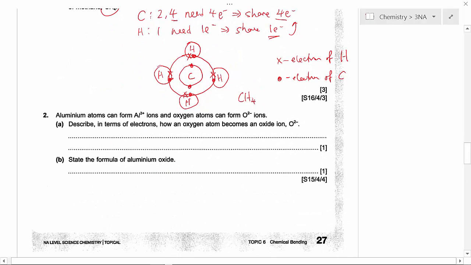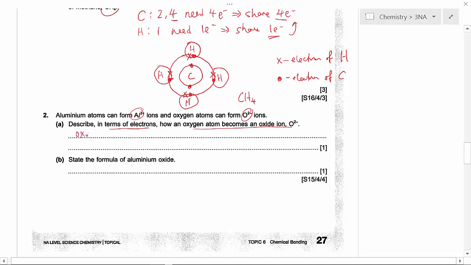Okay, question number 2. Aluminum atoms can form Al3 plus ions, and oxygen can form O2 minus. Describe in terms of electron how oxygen atom becomes an oxide. In terms of electron means that whether electron is gained or lost. So how does oxygen atom become oxide?